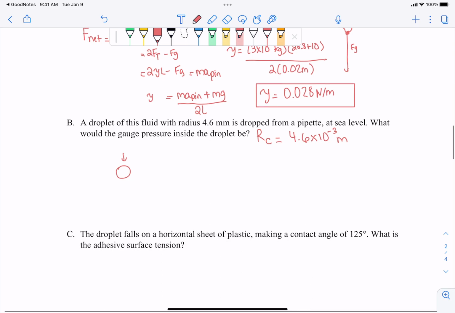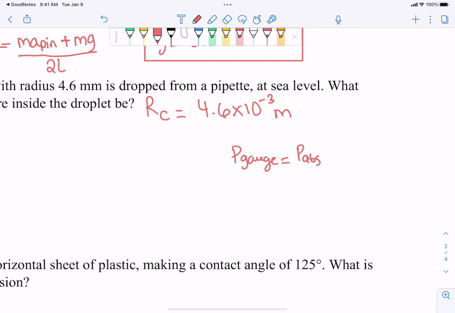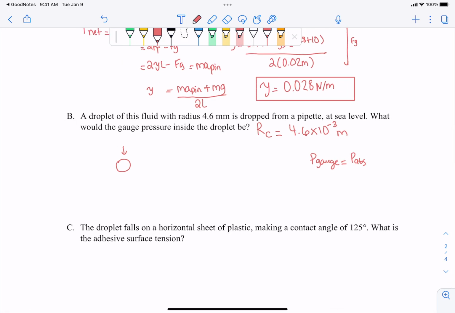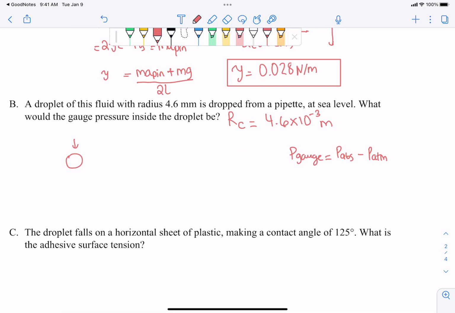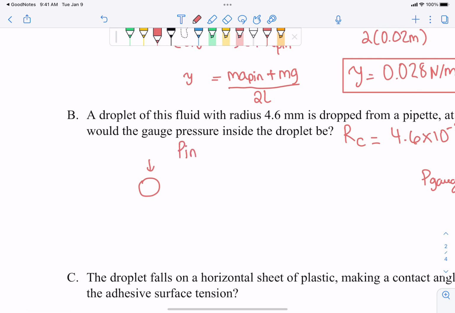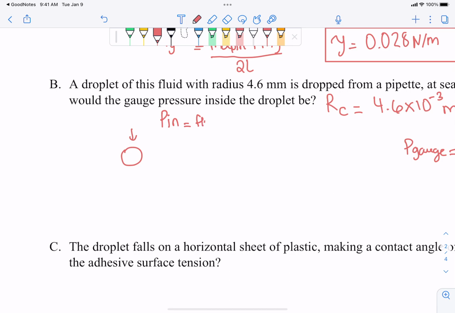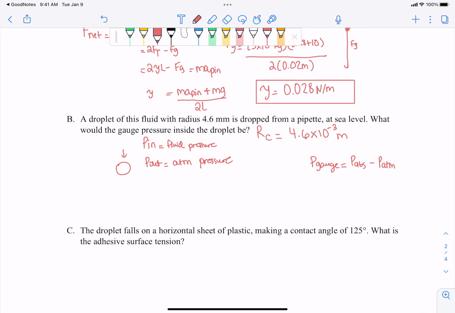So if I'm trying to figure out the gauge pressure, P gauge, we know as a general definition that the gauge pressure is equal to the absolute pressure of whatever fluid I'm calculating, minus the atmospheric pressure. The fluid pressure would just be P in, because it's a droplet and the outside is the atmosphere. So if P in is the fluid pressure and P out is atmospheric, what equation can we use to relate P in and P out?